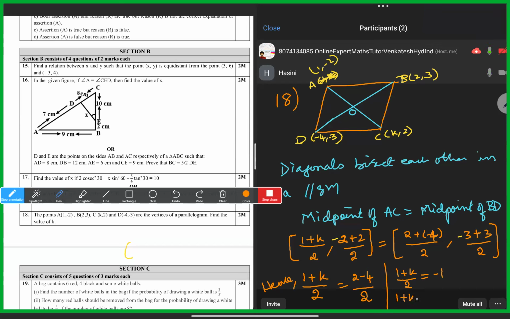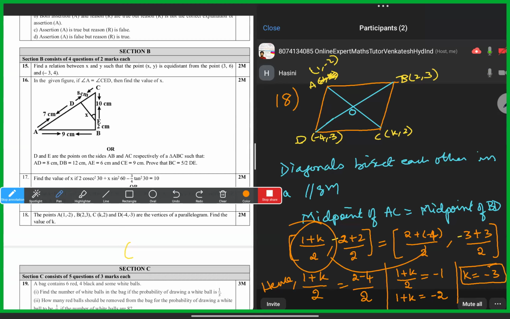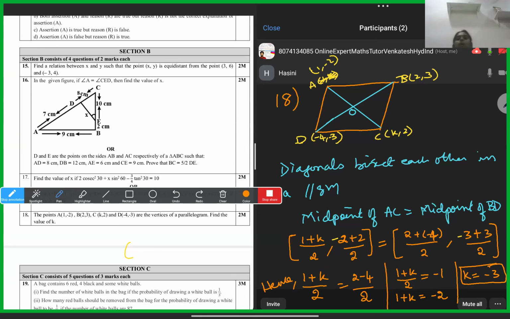So 1 plus k is equal to minus 1 into 2, which is minus 2. Now the 1 will go that side. k is equal to minus 2 minus 1, which is minus 3. Yes, so the answer is k is equal to minus 3. If we substitute it and check, we'll get 100% LHS and RHS the same: 1 plus minus 3 means minus 2 by 2, which is minus 1. The right side is also minus 1 only. It is option 2, right? Okay.